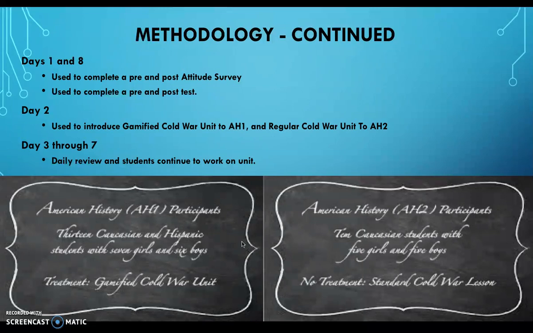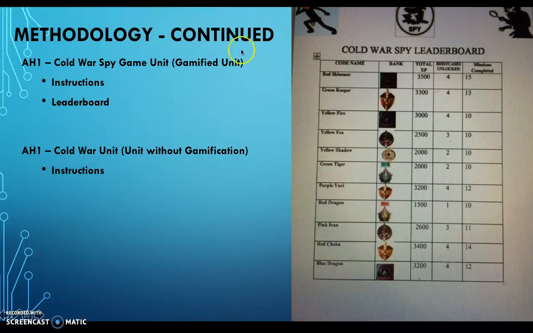So that was day 3 through 7, and then back to day 8, which we wrapped up with finishing the pre and post test. So just to give you an idea, I'll continue here with my Cold War unit. Here was my Cold War spy leaderboard, and they each got to pick a code name. In the first one, their ranks were determined by medals, and each medal was a higher rank. And then experience points, the max was 3,500, and so on and so forth with that.